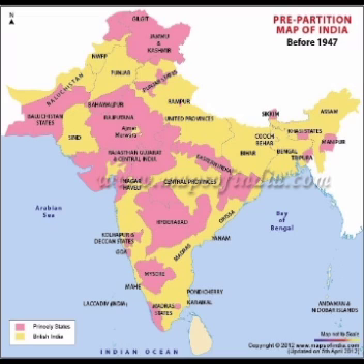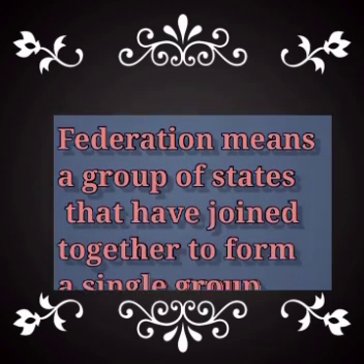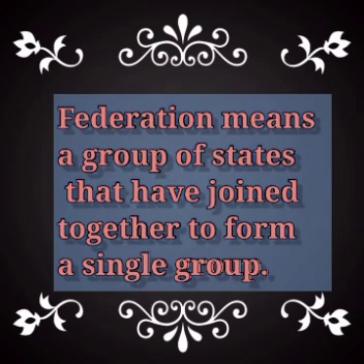So students, what was the provision? The provision was to form a federation. What they were supposed to form? To form a federation. What does federation means? Federation means forming an association, means forming a single group. The formation of a political unity means federation. A group of states that have joined together to form a single group means federation.